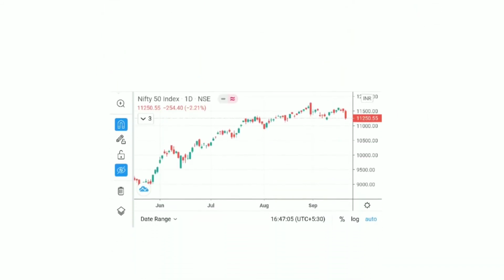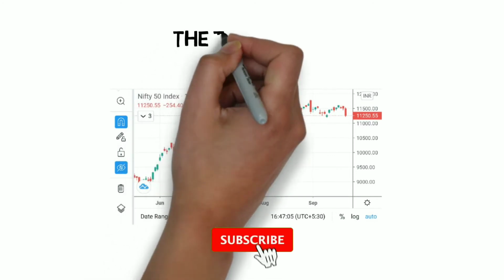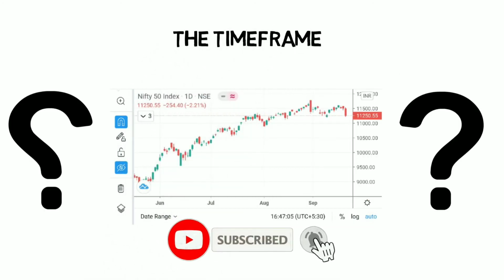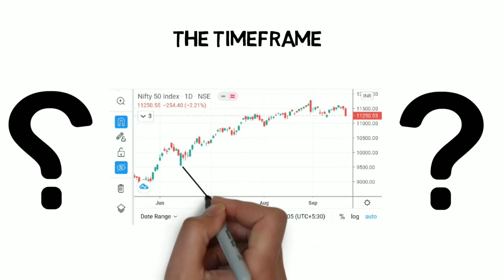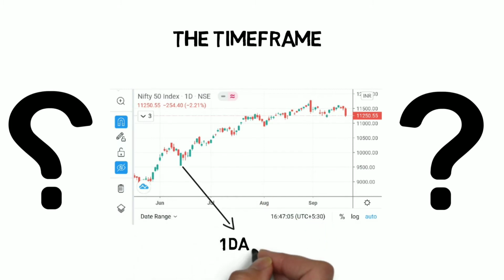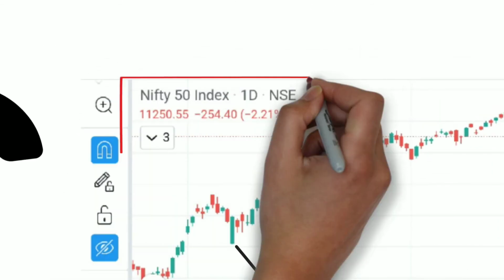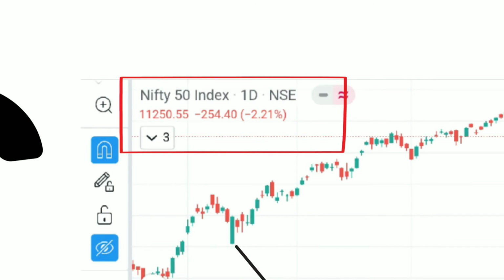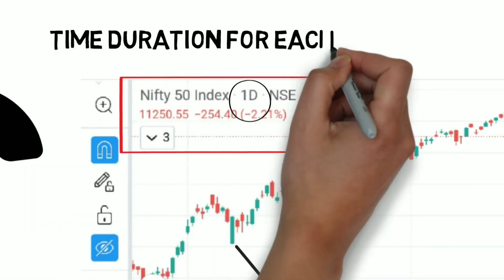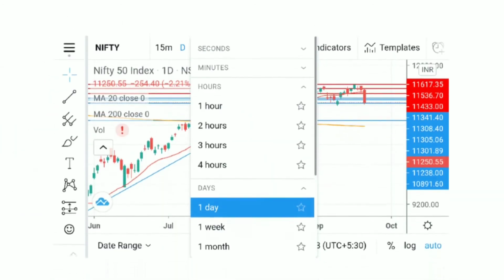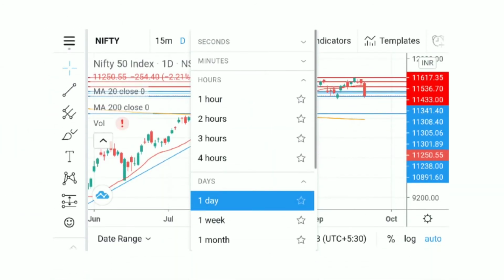Now let's look at another part of the chart, the time frame. What does it mean? As I told you, in this picture this is a chart where each candle represents a single day. So how do I know this? Just take a look at this part of the chart. Here we select the time frame, meaning the time duration for each candle. Here are multiple time frames like month, week, day, 1 hour and even 1 minute.